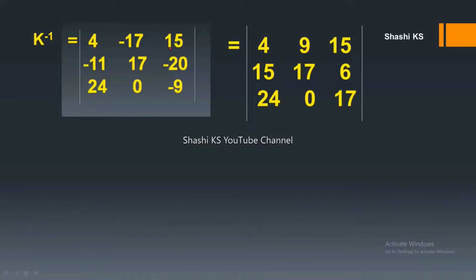So when I do all of that, -17 plus 26 would be 9, -20 plus 26 would be 26 minus 20, which is 6. So when you do all of that, you get this value of key inverse. Finally, we are done with finding the value of key inverse.